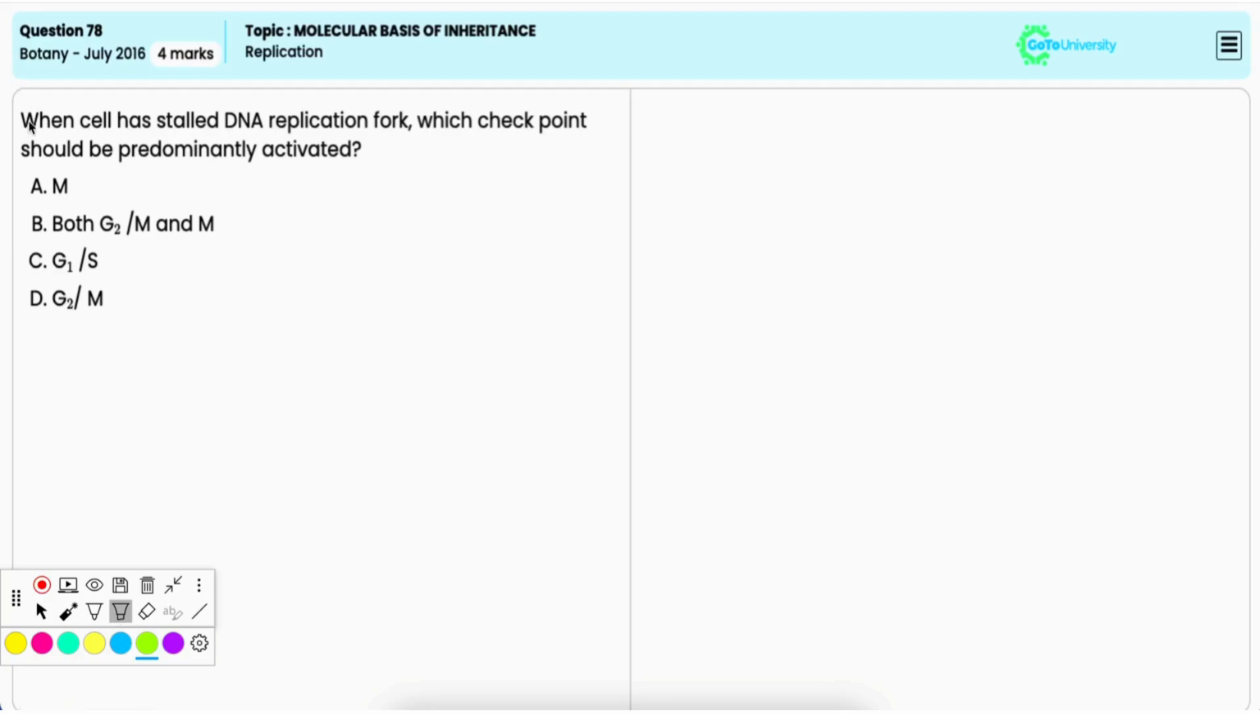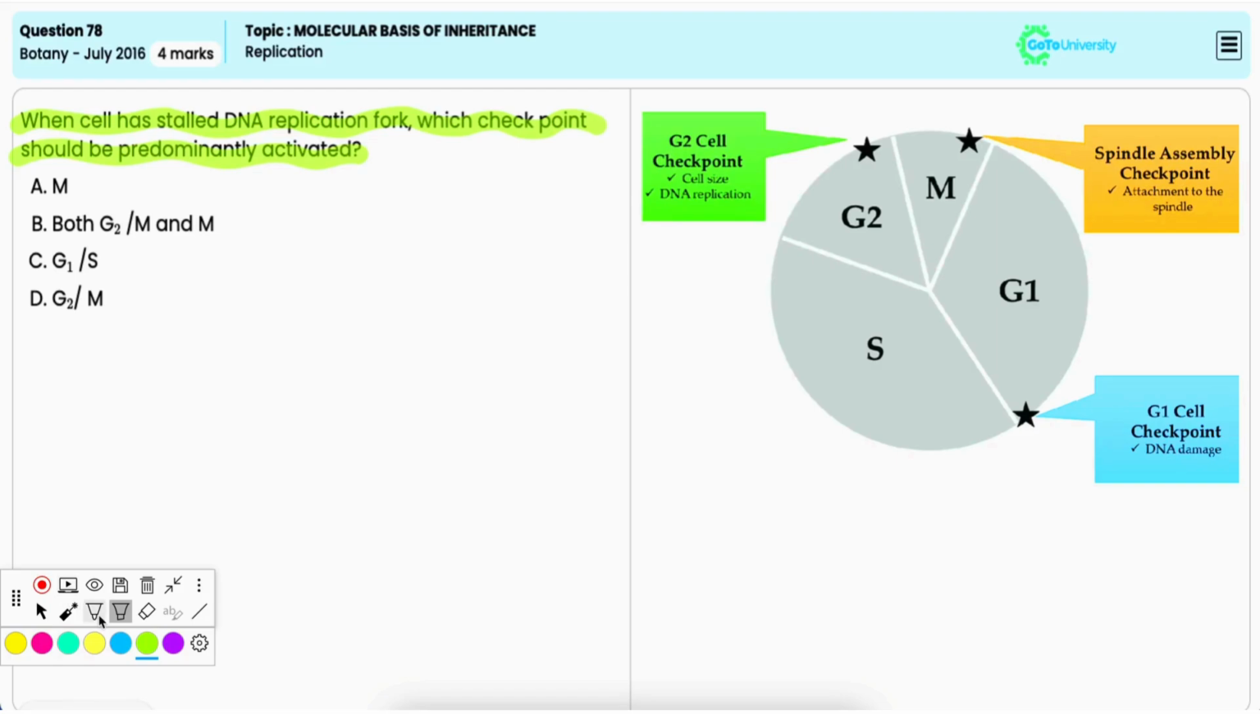When a cell has stalled DNA replication, which checkpoint should be predominantly activated? Option A, mitotic checkpoint. This is incorrect because this checkpoint ensures proper chromosome alignment and spindle attachment during mitosis.